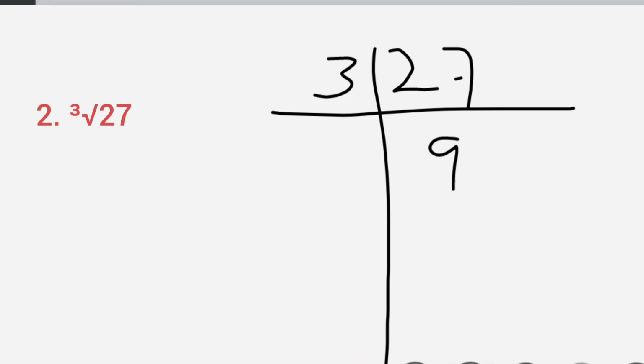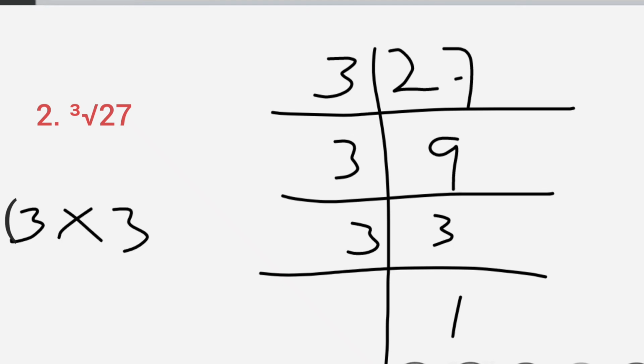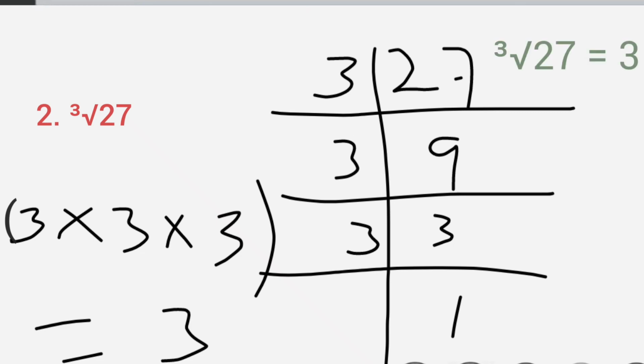So we are going to divide 9 by 3, and that will give us 3. And again, we are going to divide this by 3, and that will give us 1. So we are going to put this like 3 by 3 by 3. Since we're just going to pick one of the 3's, we should just select any of these, and so we shall have 3. Meaning that the cube root of 27 is 3.